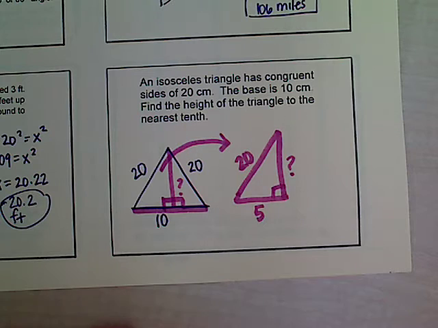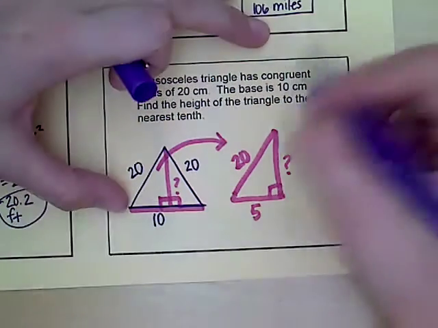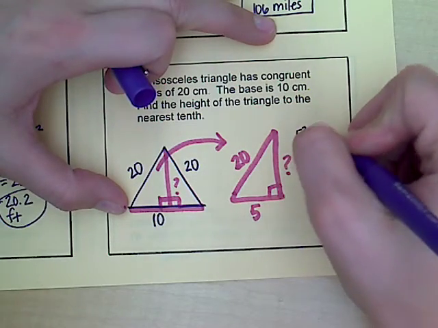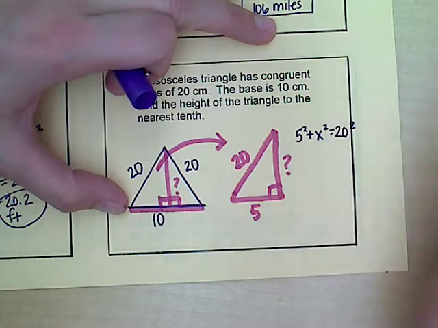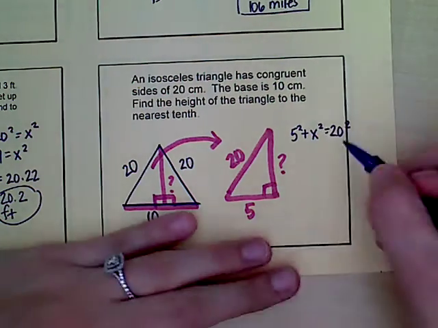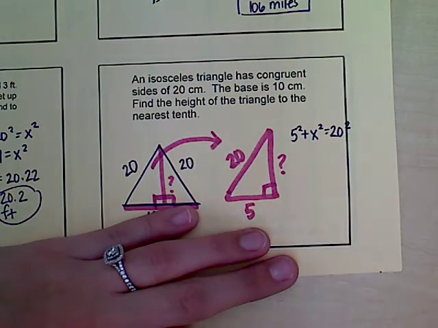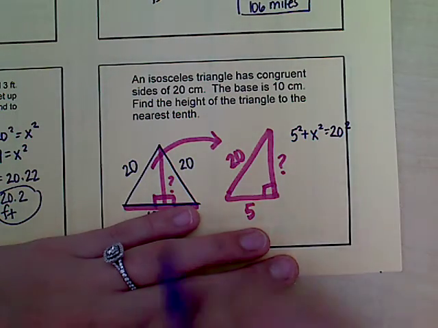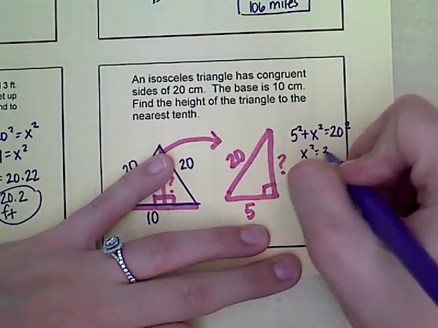I don't know the angles. I don't know a 45, a 30, a 60. I just have two sides, and I need to find the last one. So I'm going to take 5 squared plus x squared equals 20 squared, and simplify. If I take 20 squared minus 5 squared, I get x squared equals 375.